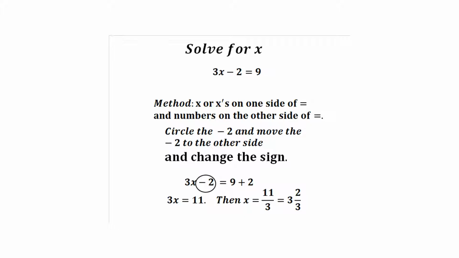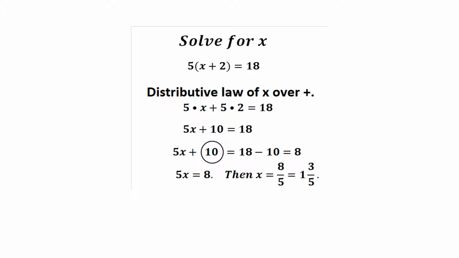Same method. Get the x's on one side of equal and get the numbers on the other side of equal. Circle the negative 2, move the negative 2 to the other side, and change the sign. So as we see below, 3x, the negative 2 is circled. Moved it to the other side, it is plus 2. 9 plus 2. We could have written 9 and the 2 underneath it. But we have now 3x is equal to 11. Divide both sides by 3. X is 11 over 3, an improper fraction. 3 goes in 11 3 times. That's 9. You got 2 left. So we have x is equal to 3 2/3.